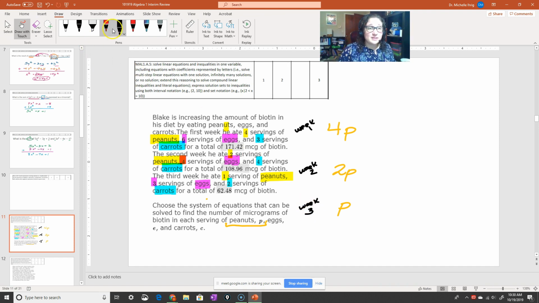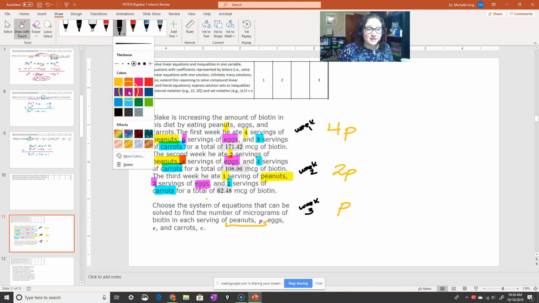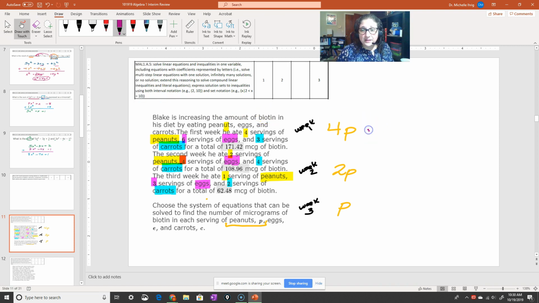So now let's look at the next one. Let's look at what he did for eggs. So for eggs, he had 6 servings of eggs. So because he ate it, we're going to do plus 6. So plus 6 servings of eggs. Then he had 4 servings of eggs the second week. And he had 3 servings of eggs the third week.